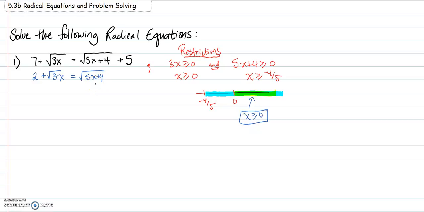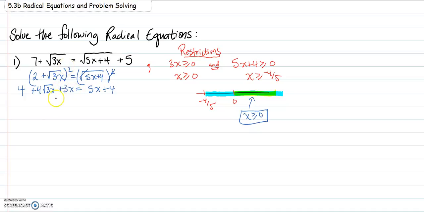And at this point, I am now going to square both sides. On the right side of the equation, you can see the squaring and square rooting cancel each other out nicely, but on the left side it doesn't. So I go ahead and I square my binomial. 2 squared is 4. 2 times 3x doubled is 4 root 3x, and root 3x squared is 3x.